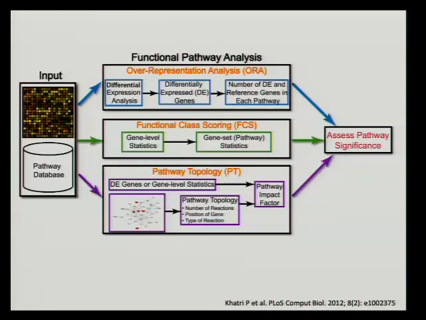Okay, so several years ago, a group, I believe in UCLA somewhere, the first author is Khatri, generalized all pathway-based data analysis approaches into so-called three generations in a review paper published in PLOS Computational Biology in 2012. The first generation is so-called over-representation analysis, or ORA.